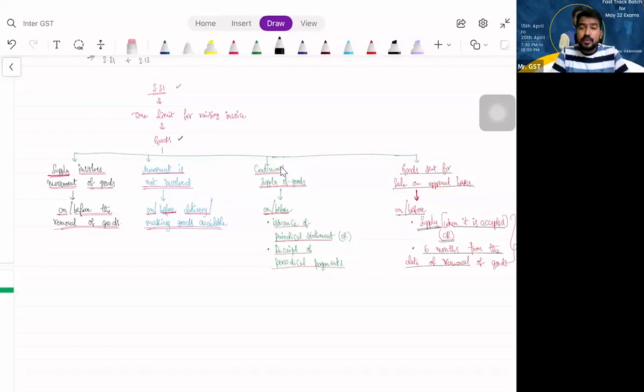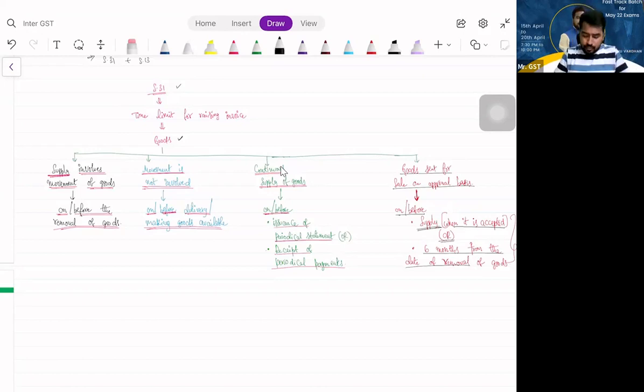In case of goods sent for sale on approval basis, then on or before supply, that is when it is accepted, or 6 months from the date of removal, whichever is earlier. Fine. So that is the time limit to raise the invoice. Fine, sir, we have understood the time limit to raise the invoice, section 31, but our main discussion is section 12, time of supply for goods. Correct.